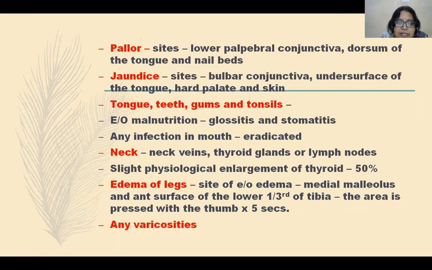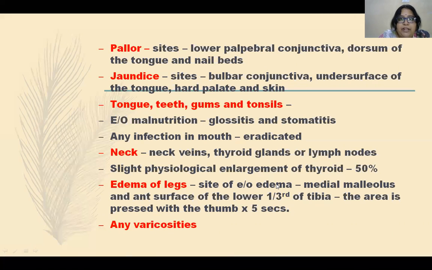Next is neck. You have to examine her neck for any enlarged thyroid gland, if any lymph nodes are enlarged, and any neck veins are present. And slight physiological enlargement of thyroid is very common and mostly seen in 50% of pregnant cases. So you need not worry about any slight enlargement of thyroid. Then you need to check for any edema of the legs. And the site where you check for evidence of edema are the medial malleolus and the anterior surface of the lower 1/3 of the tibia. That is the area where you press with thumb for 5 seconds and you see for indentation.